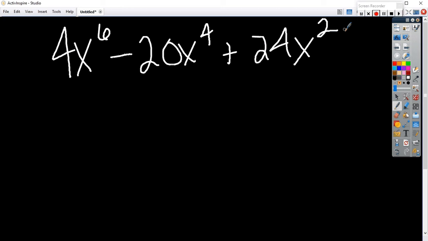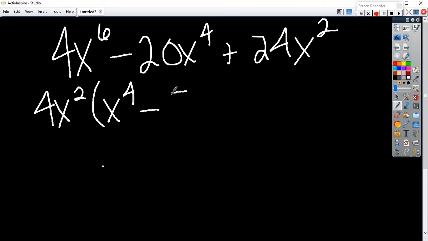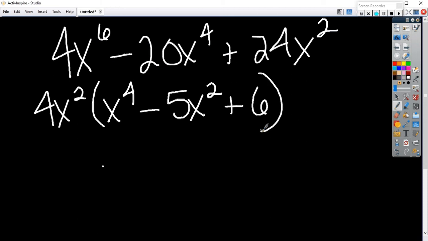You can take 4x to the second. What's left if you take that out? x to the 4th minus 5x squared plus 6. You're a genius. Yeah, that was dividing all the coefficients by the coefficient. Yep.